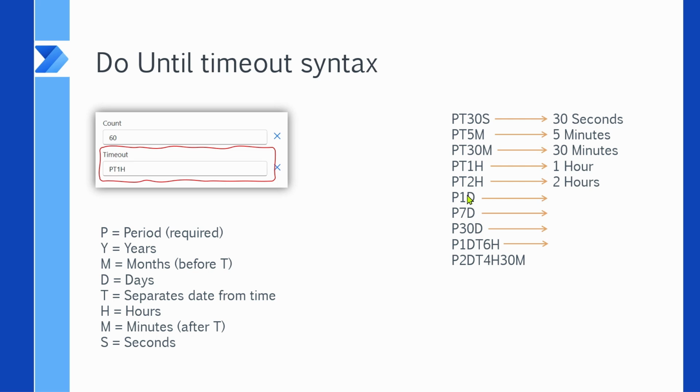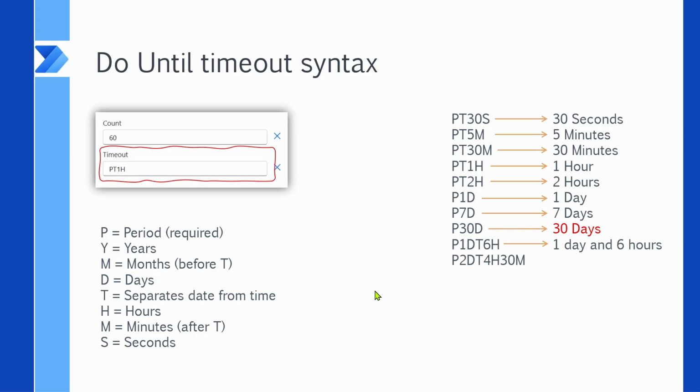P1D, you see here there is no T, which means there is no time. So P1D is 1 day. P7D, obvious, 7 days. P30D is 30 days. And I made it red because this is the maximum timeout duration that you can set for do until. Microsoft does not let you set the timeout for any do until loop longer than 30 days. And finally, the most complex one is P1DT6H. So it's 1 day and 6 hours. And I leave the last one for you. Put it down for me in the comments.